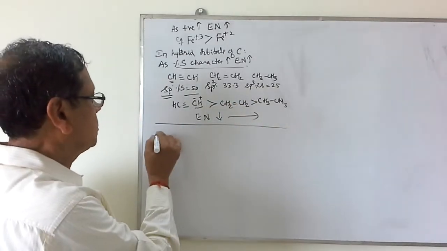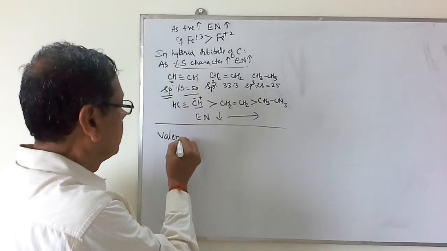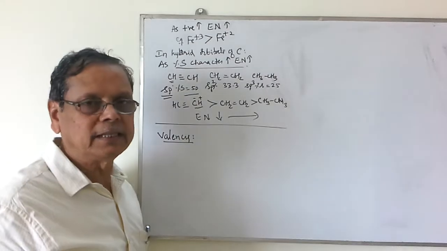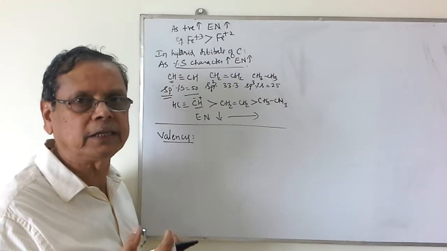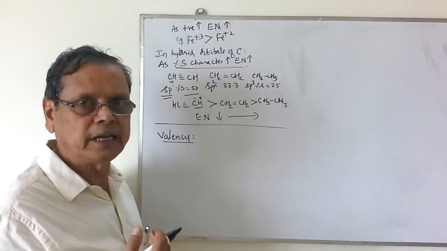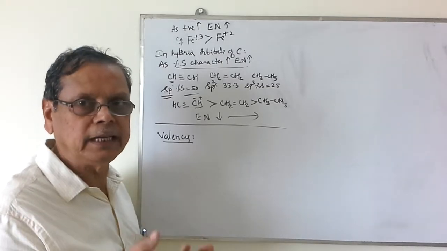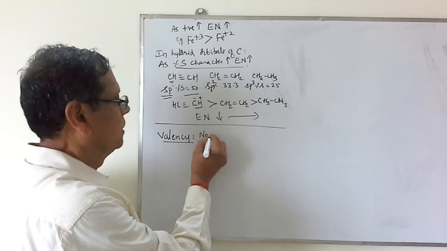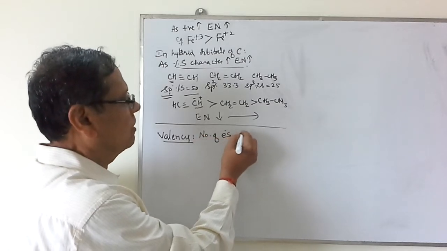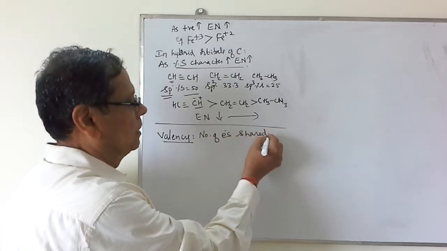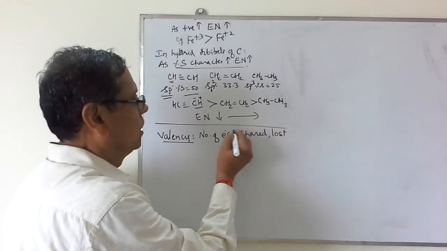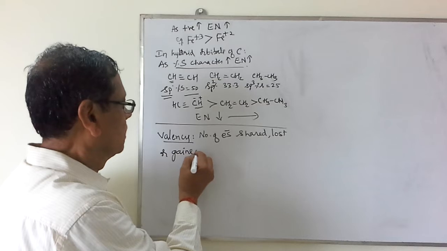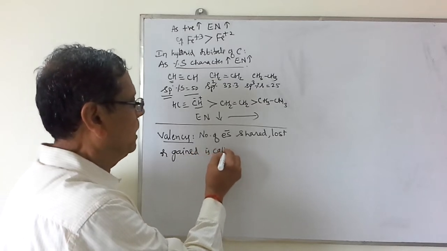The next topic is valency. Valency of an element can be defined as the capacity of an element to donate, to accept or to share electrons. The number of electrons shared, lost or gained is called the valency of the element.